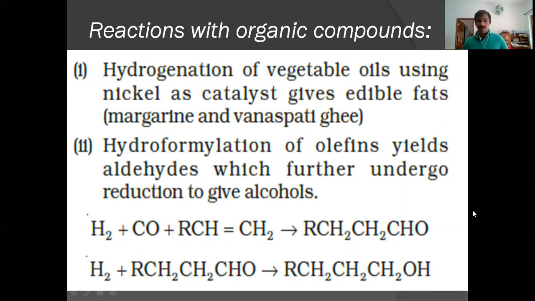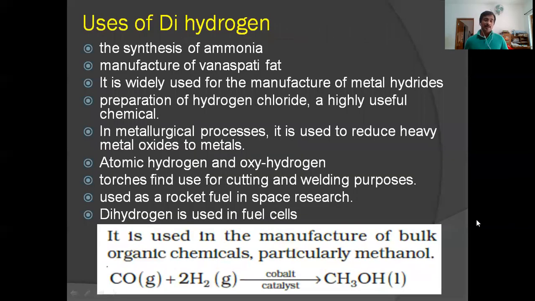Hydroformylation of olefins yields aldehyde, which further undergoes reduction to give alcohol. Hydroformylation means H2 plus CO plus RCH=CH2. Addition of hydrogen and carbon monoxide to the double bond will take place. As a result, what you will get is RCH2CH2CHO. This aldehyde can be reduced to alcohol. H2 plus RCH2CH2CHO gives RCH2CH2CH2OH. It is an alcohol.